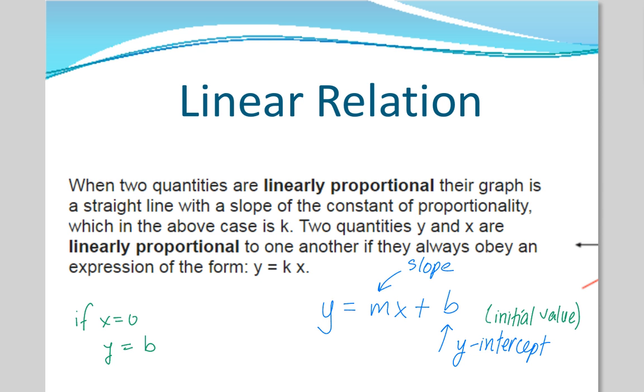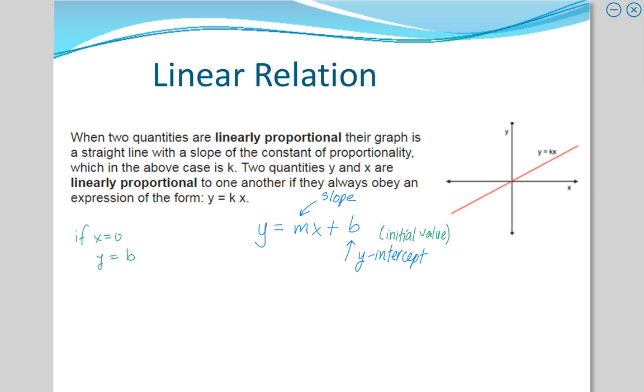Okay, and then the slope is this proportionality constant. It tells you how much your independent variable is increasing or decreasing by. Is it going up by 2? Is it doubling? Is it going down by 2? Is it halving? Is it tripling? Stuff like this.